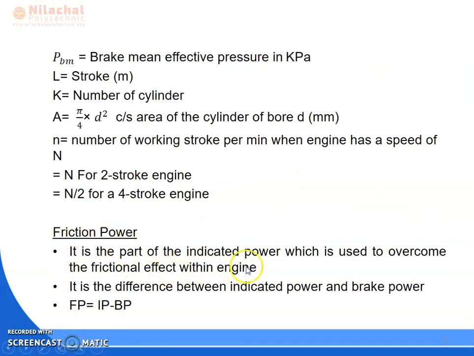So friction power is that part of the indicated power which is used to overcome the frictional effect within the engine. So it is the difference between indicated power and brake power. Next we will discuss the efficiencies.